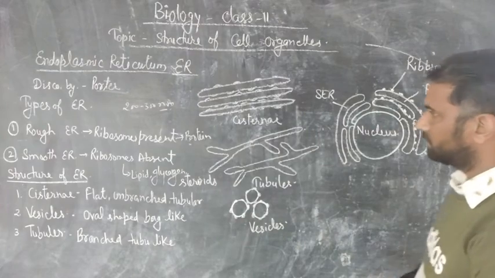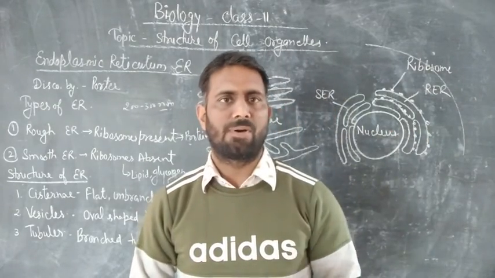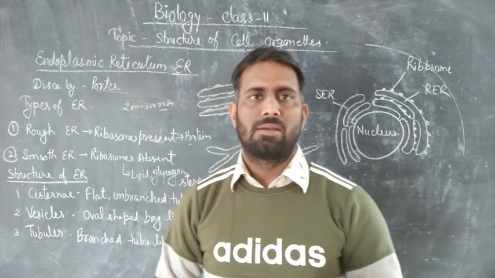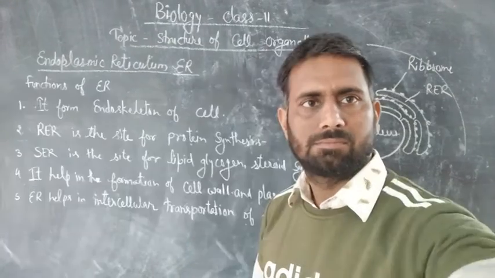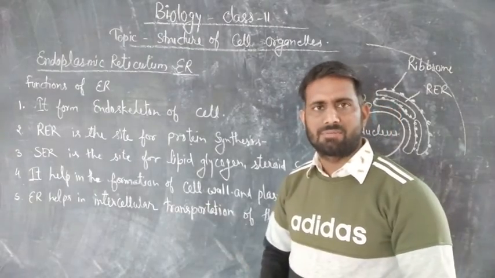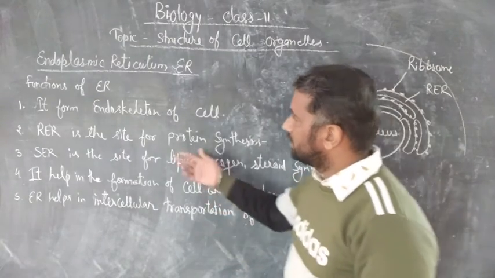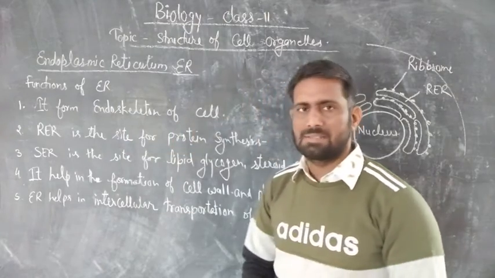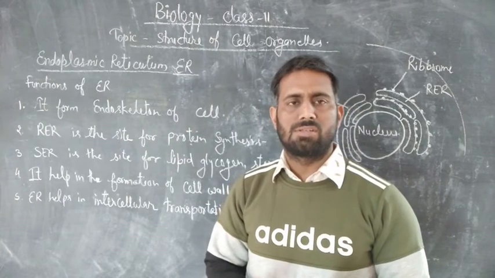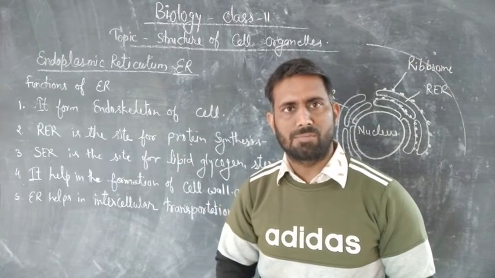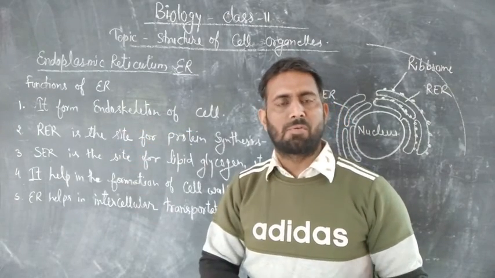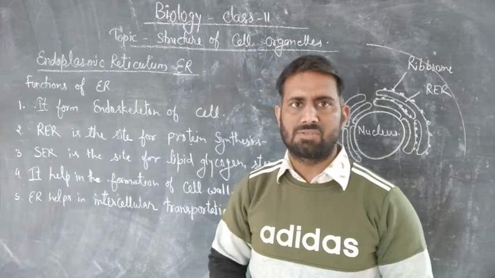Okay, so it is all about the structure of endoplasmic reticulum. Now we are seeing the function of endoplasmic reticulum. What function is performed by endoplasmic reticulum? ER performs many functions. Some functions are written here. First, it forms the endoskeleton of cells. We know that ER is a network of interconnected tubules that helps in the formation of the endoskeleton of the cell, which provides a definite shape and size to the cell.